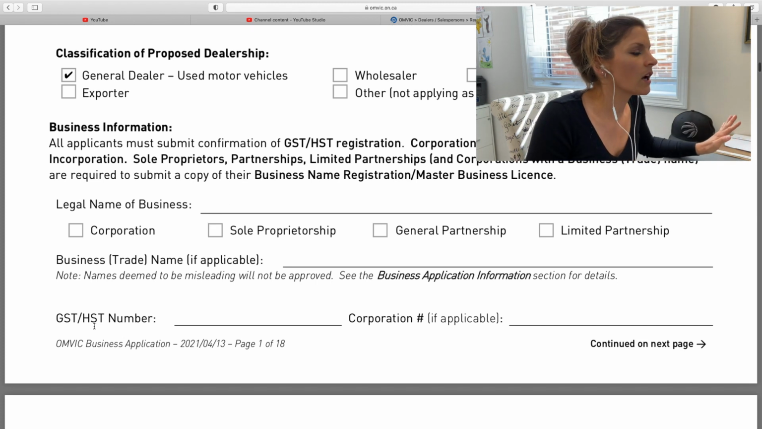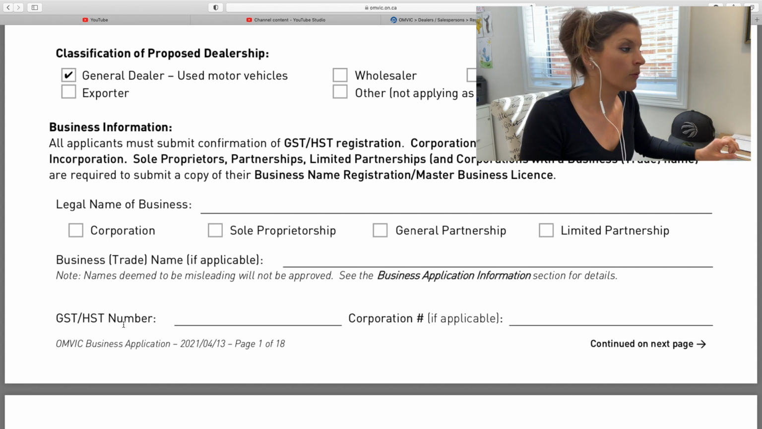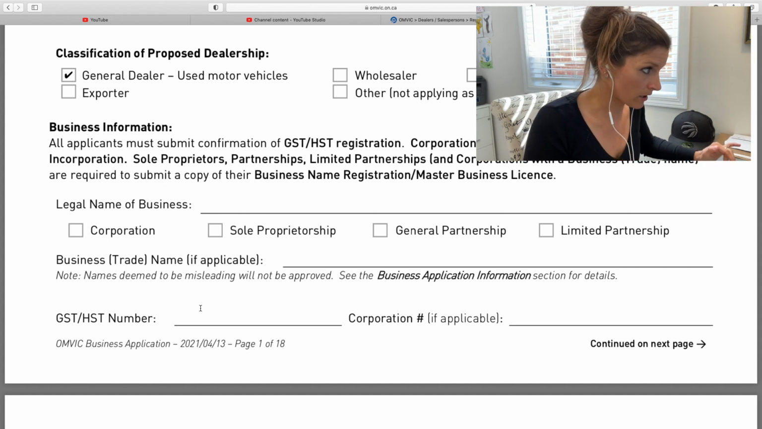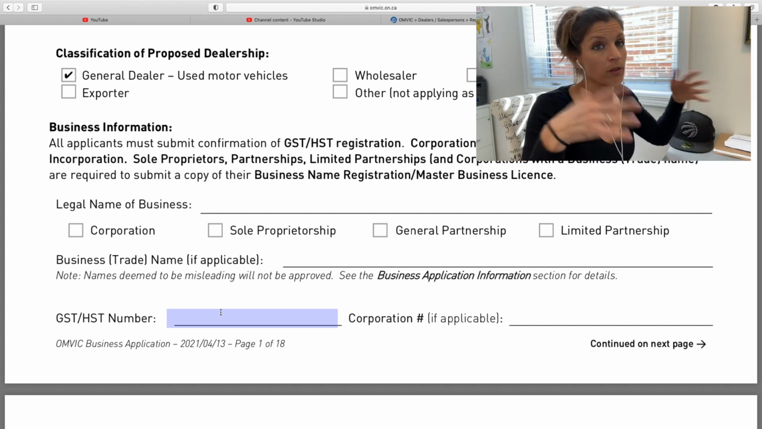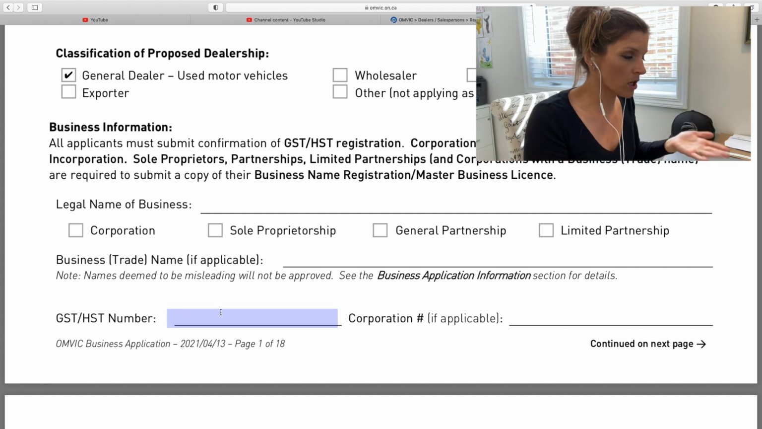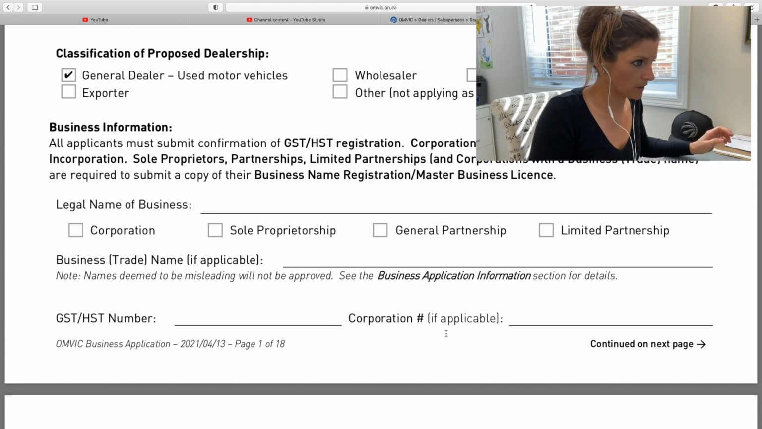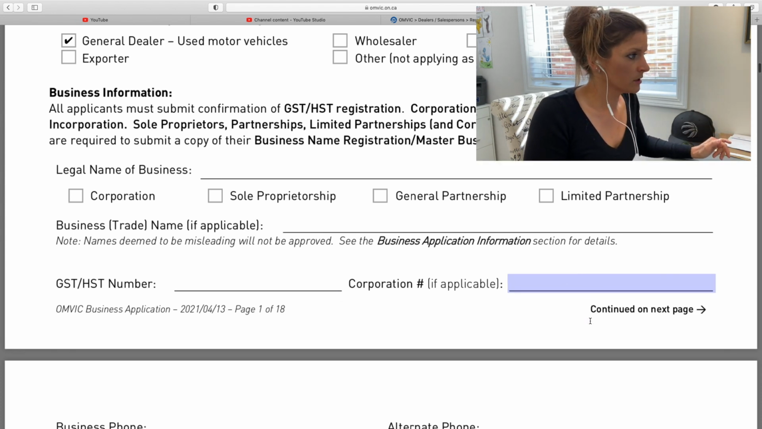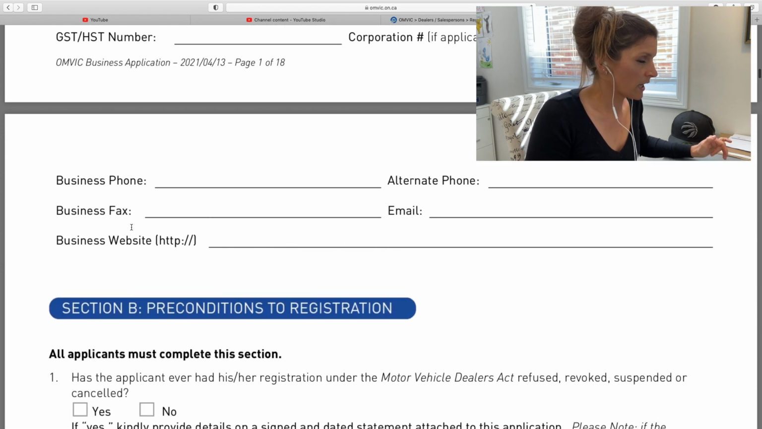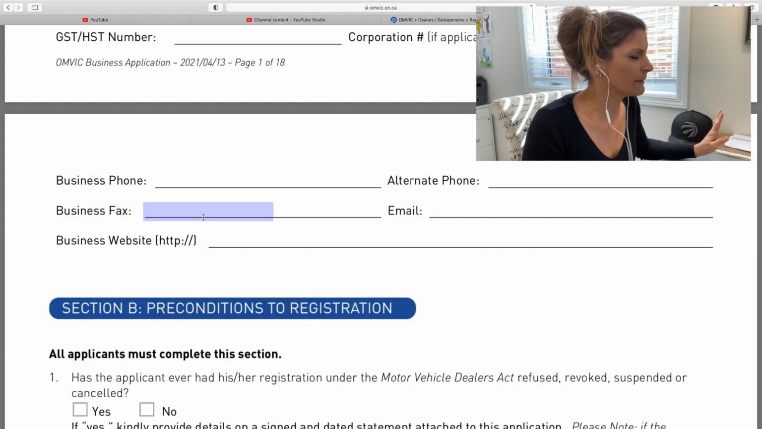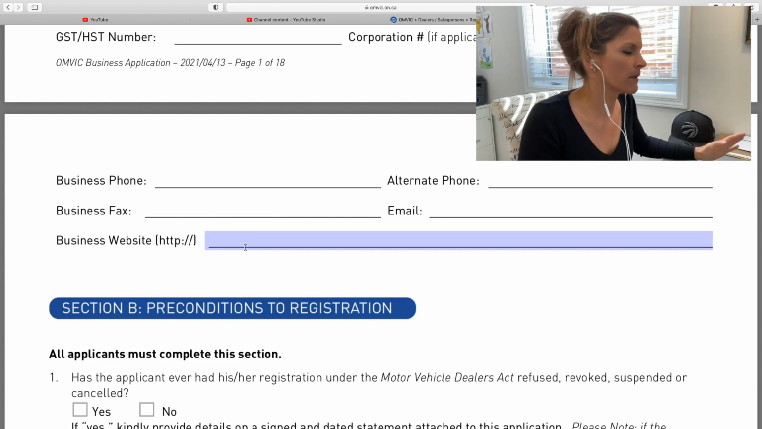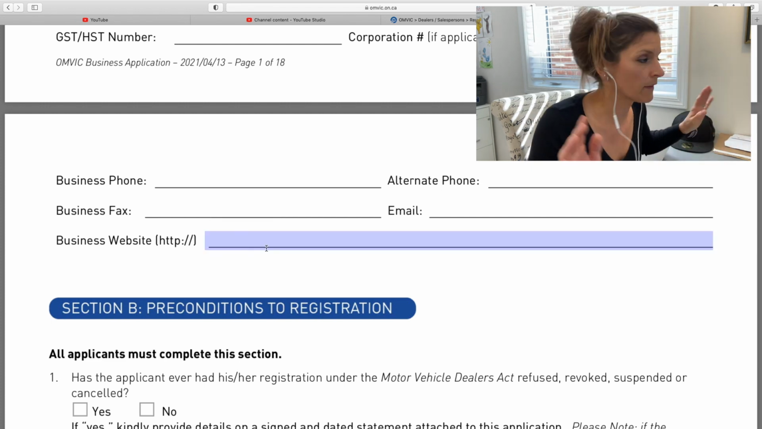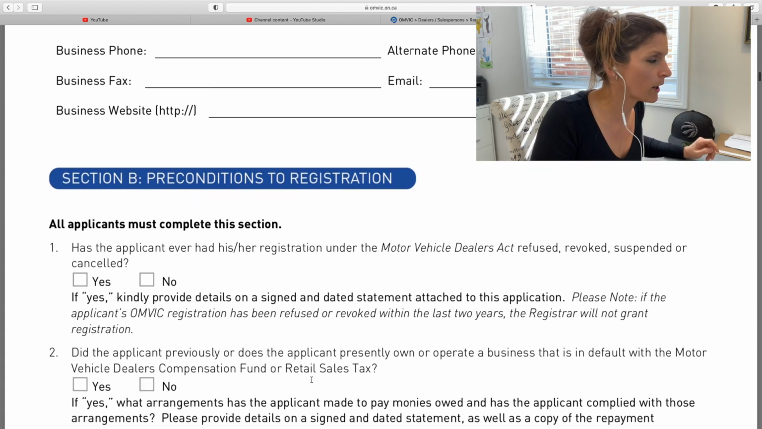You'll also need to have registered an HST number with CRA, Revenue Canada, and that number must go in here. You're also going to have to supply proof of these documents alongside the application. Then your corporation number, if applicable. Then your business phone and fax. I don't think anyone uses a fax anymore, but these are not required. You don't need a fax number, and maybe you have a business website, or maybe you don't have one yet. That's fine too, but you can complete them if you have them.